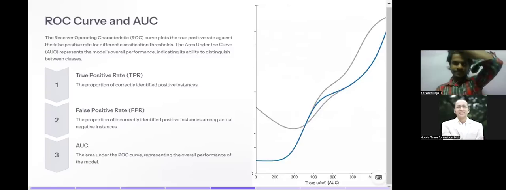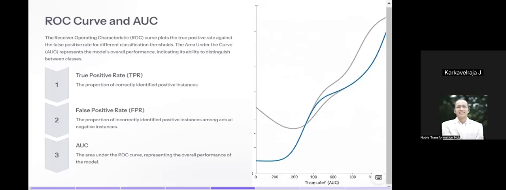Yeah, guys, ROC curve and AUC. Okay, so what is first of all ROC? ROC is the receiver operating characteristics. That's what ROC means. It's a curve plot of the true positive rate against the false positive rate.